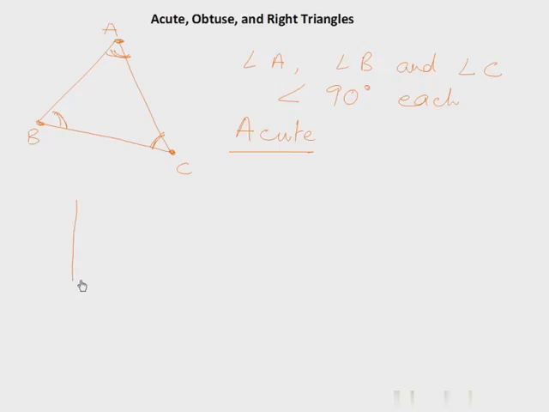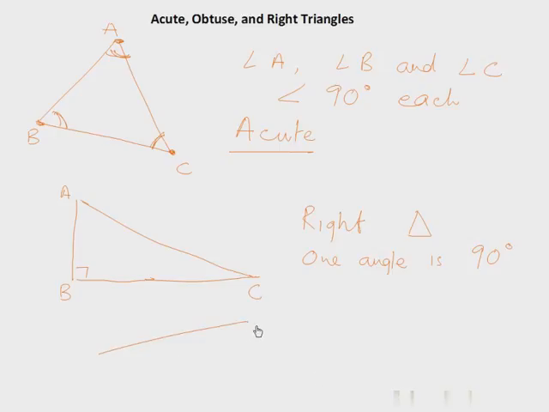Suppose one of the angles is 90 degrees. Let's call angle B 90. Let's call this angle A and this angle C. If one of the angles is 90 degrees, therefore it is a right angle, then we call such a triangle a right triangle. One angle is 90 degrees.